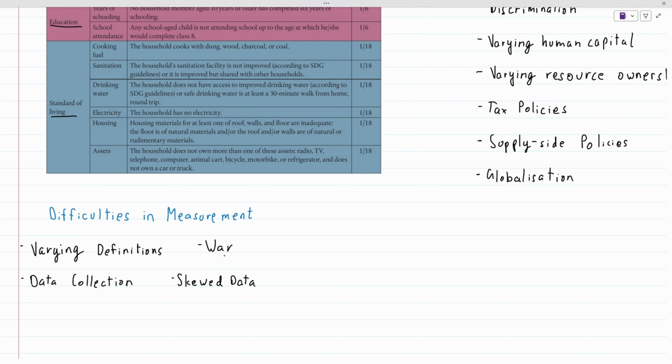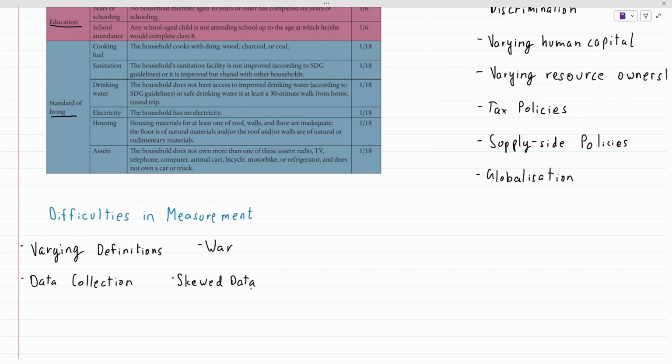Another aspect might be war. So obviously, it's going to be difficult to go into a war-torn country and collect data, since people wouldn't be willing to do that. Plus, entry into the country will likely be extremely limited. So due to this, there might be a lack of data on many countries. For example, Syria, which is going through a civil war right now.